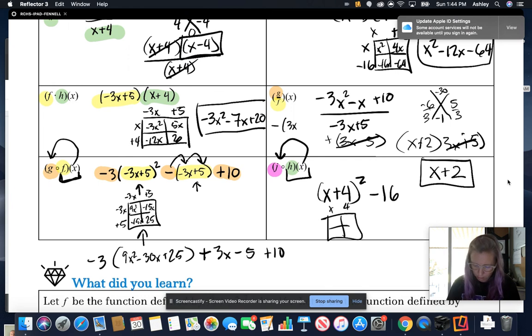x plus 4, x plus 4, x squared plus 4x plus 4x plus 16, x squared plus 8x plus 16 minus 16, and we're left with x squared plus 8x.